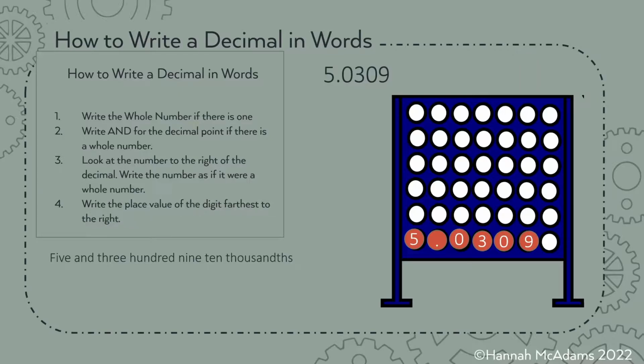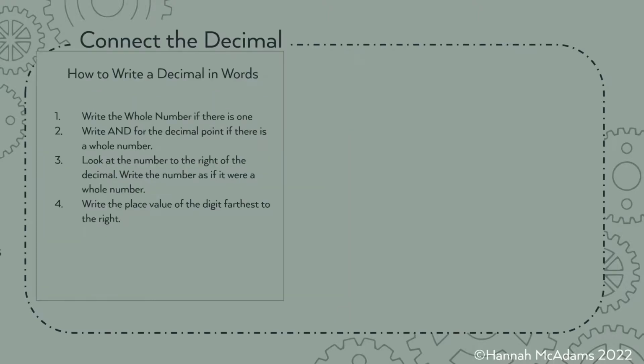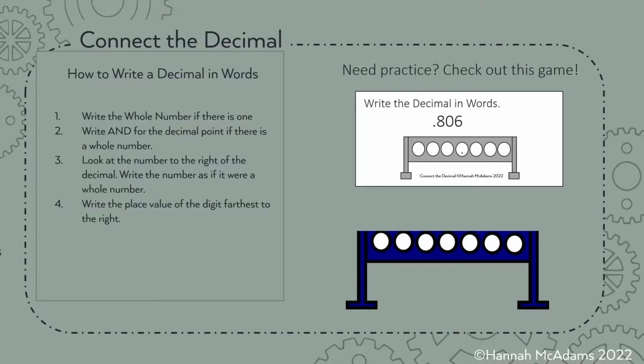Okay? All right, I have a series of games that use the 4 in a row frame, and you are welcome to it. It's in my Teachers Pay Teachers store. And so I'm going to show you how to practice writing decimals in words with this game. Okay, so there are cards, and this one says 0.806. Okay, so we're going to do the same thing. There's no whole number. I did only use the bottom row of the Connect 4 game here.